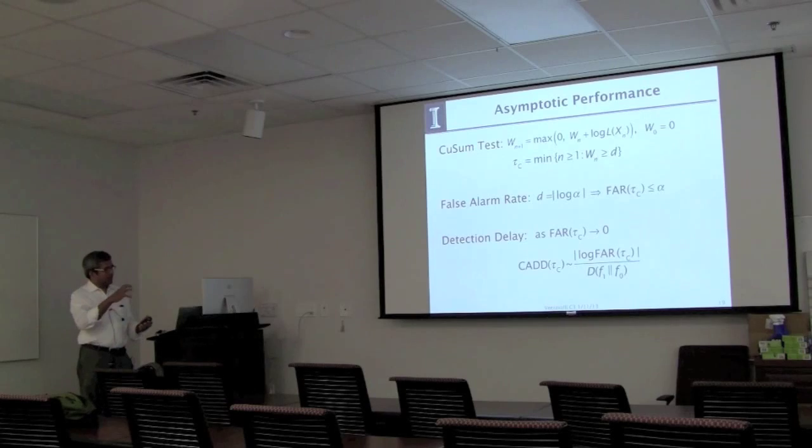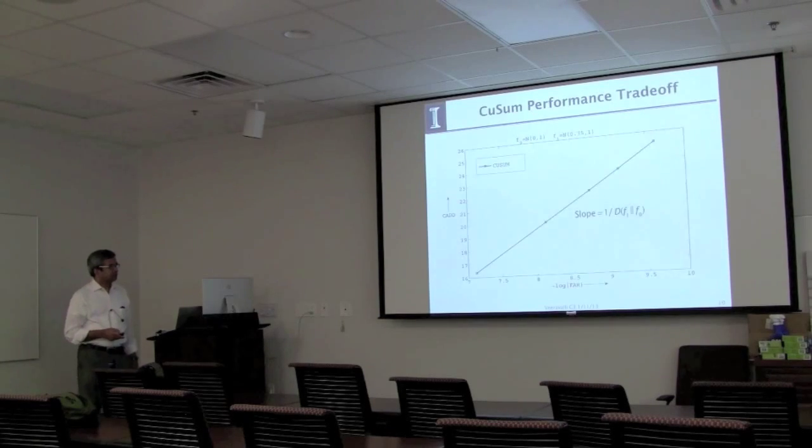So you get something that says that the delay is log false alarm divided by KL divergence plus some constant, and so you can actually nail down that constant, plus little o(1).